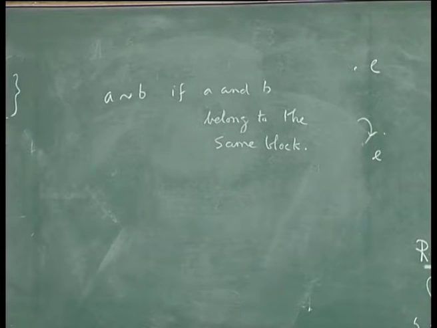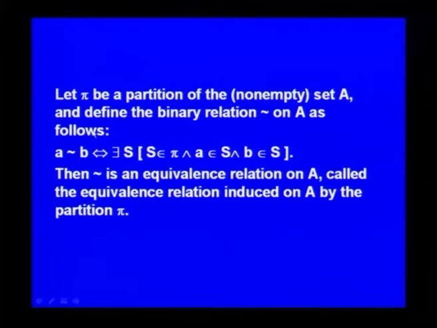Formal notation, it is defined like this. Let pi be a partition of the non-empty set A and define the binary relation, this relation on A as follows. A is related to B is equivalent to saying that there is a block S such that S is a block of pi and A and B belong to the same block.